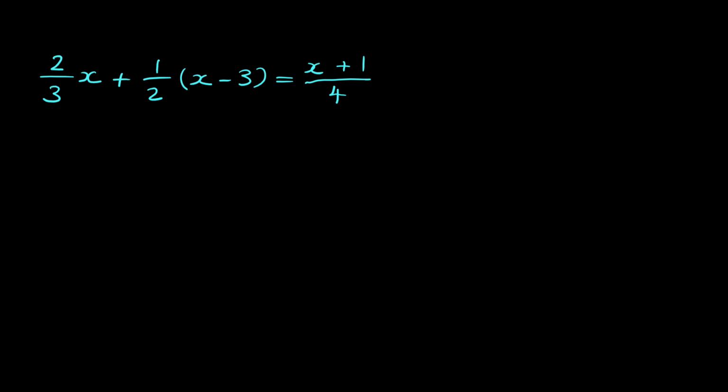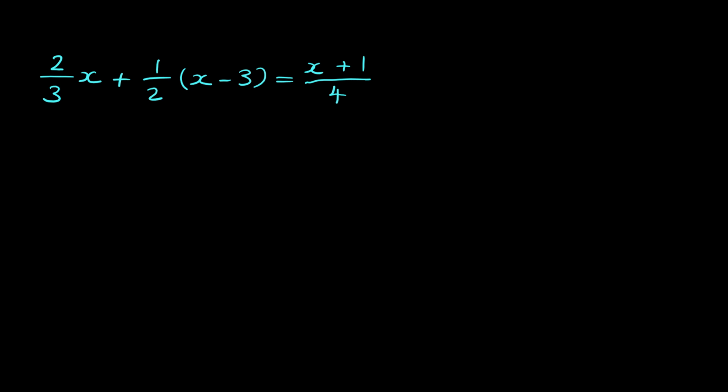Look at this equation: 2/3 x plus 1/2 (x minus 3) equals (x plus 1) over 4. In this example, we have everything. We have brackets, fractions, variables on the left, variables on the right. Everything is mixed together in this complicated equation. But if we follow the procedure, then we can find x easily.